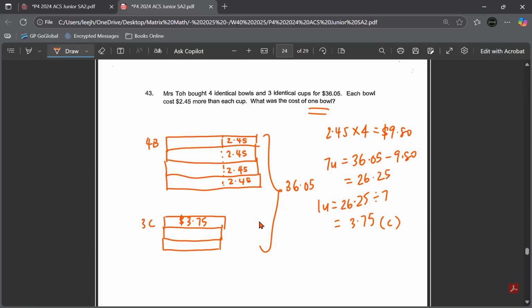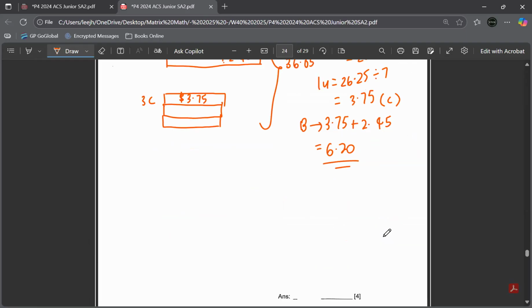This is 1C. So for bowl, you just add up the 2.45. 3.75 plus 2.45. Answer is $6.20. So the answer, remember to write dollar sign 6.20. The working you never write, never mind. But you need to write down for your final answer. If not, minus mark. Okay.